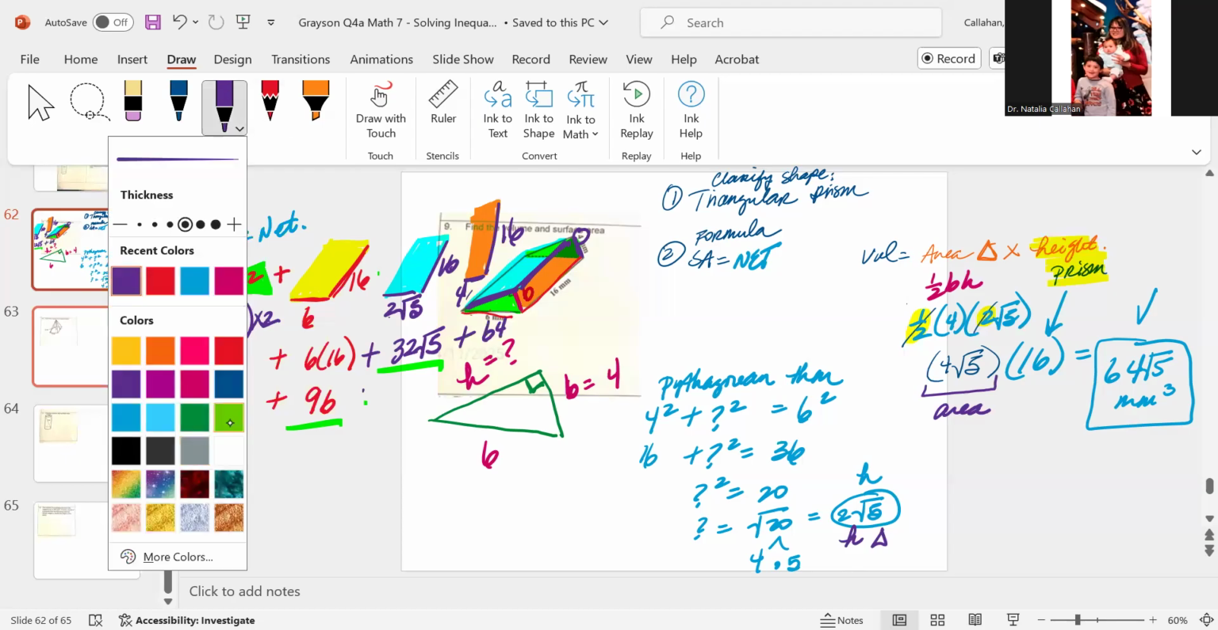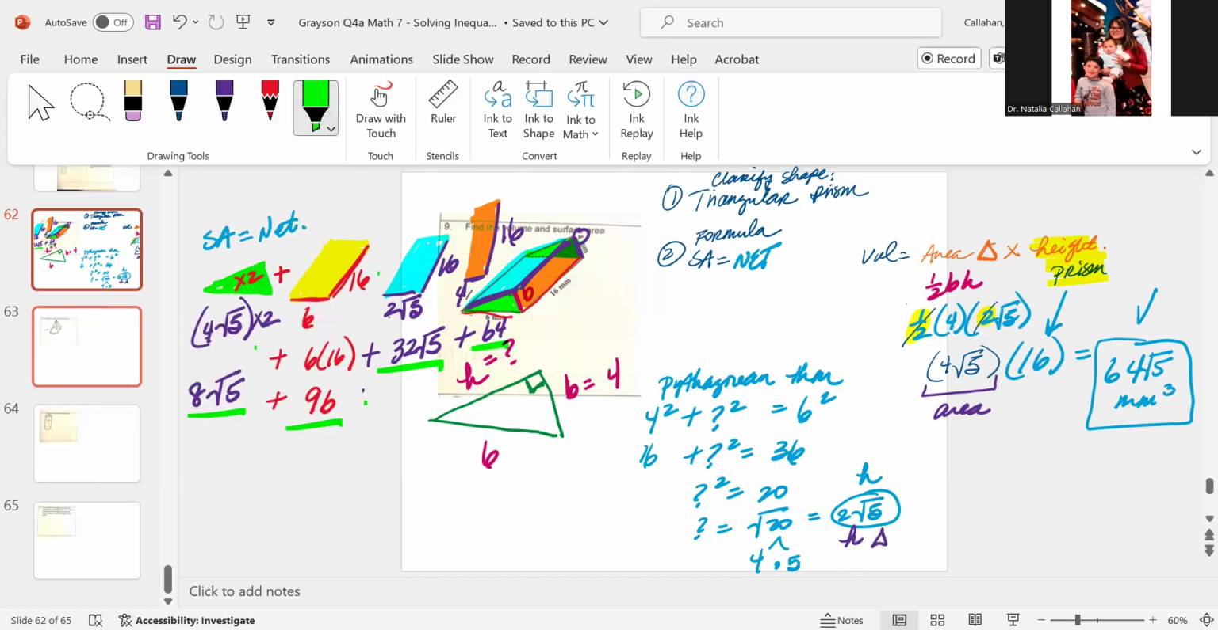Well, there you go. There are the faces. There's a lot, Grayson. But if you think about it, there is 1, 2, 3, 4, 5 faces to a triangular prism, right? So let's add everything together. So when you add everything together, 96, you can add it with 64, correct?